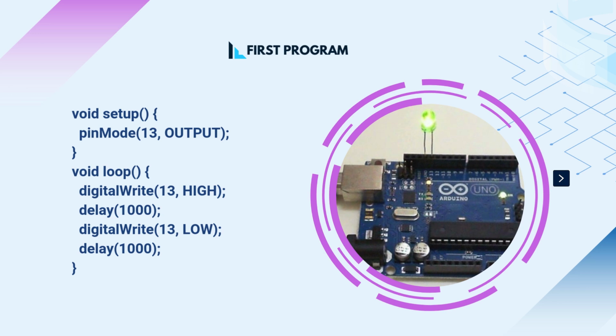Then, we pause the program using delay(1000). This creates a 1-second delay before moving to the next line. Now we write digitalWrite(13, LOW). This turns the LED off by sending 0 volts to pin 13. Again, we wait 1 second with another delay(1000). Once the loop is done, it immediately starts again, turning the LED on, waiting, turning it off, and repeating forever.